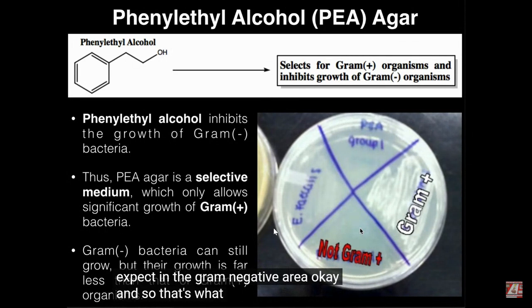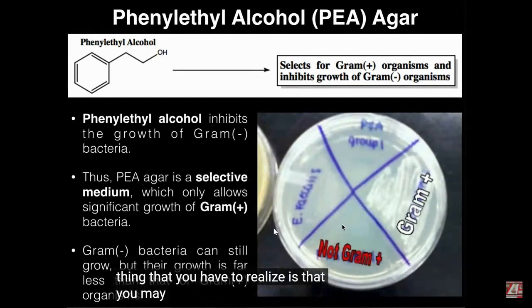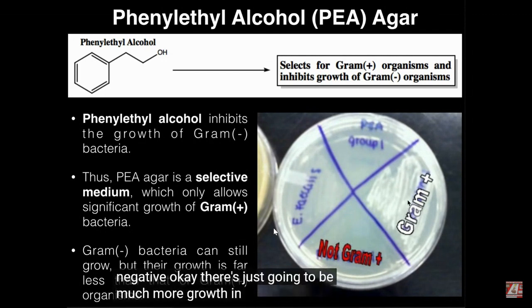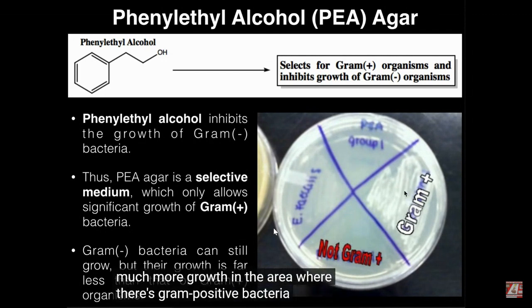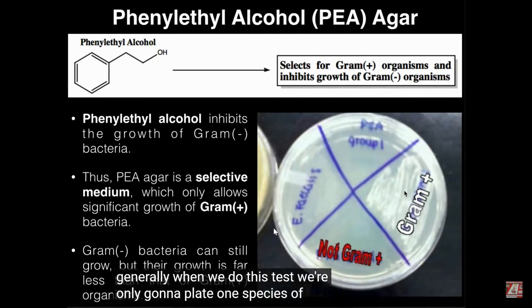Okay? And so that's what P agar does. It really just gives you the gram reaction. But the thing that you have to realize is that you may see a little bit of growth in an area where it's gram-negative. Okay, there's just going to be much more growth in the area where there's gram-positive bacteria. And generally, when we do this test, we're only going to plate one species of bacteria.